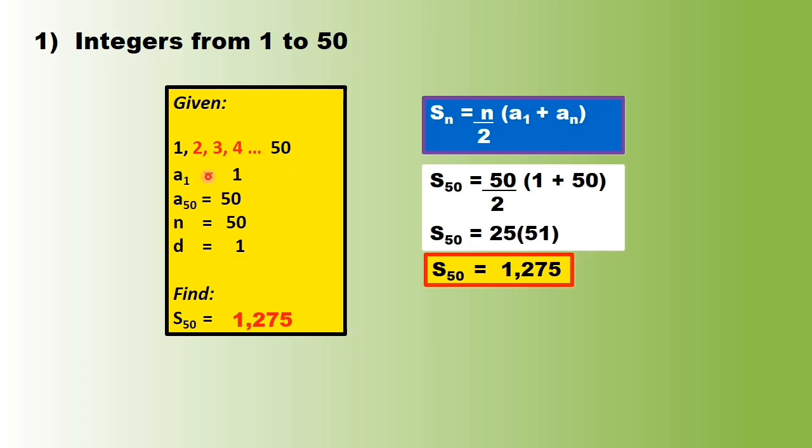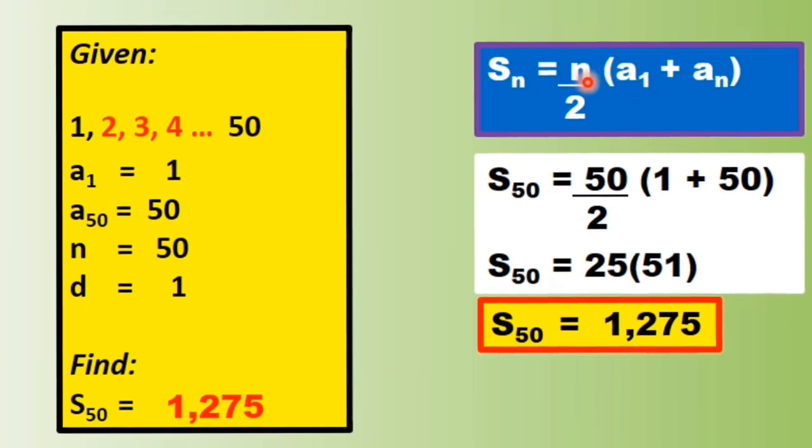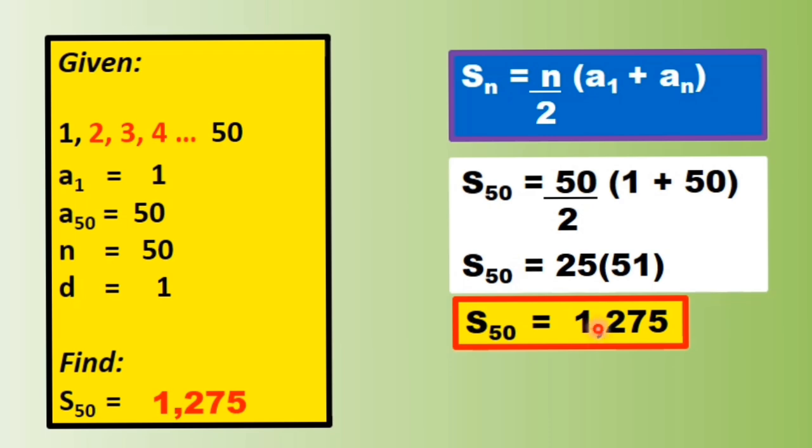Then, isubstitute natin ang mga values na to sa formula na ito. S sub n is equal to n over 2 times the quantity of a sub 1 plus a sub n. So, the number of terms is 50. Ang first term ay 1. Ang last term ay 50. Solving for s sub 50 is equal to 1,275.